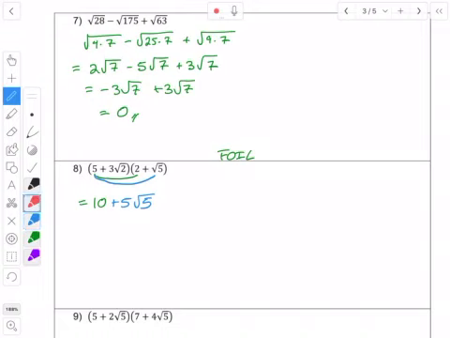Then I'm going to multiply 3 square root of 2 times 2 square root of 2. So that is plus 6 square root of 2. As you can see, I'm multiplying just outside. And at the end, I'm multiplying the 3 square root of 2 times the square root of 5. So that means that this is 3 square root of 10.